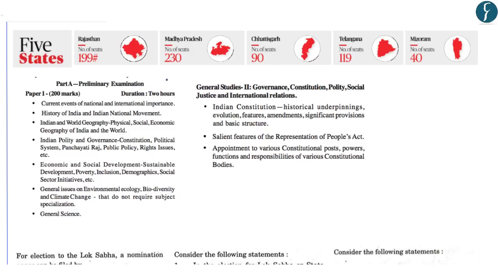Yesterday only, the election results for 5 states, namely Rajasthan, Madhya Pradesh, Chhattisgarh, Telangana and Mizoram were announced. Now the election process is a very important part of your UPSC syllabus. From a prelims perspective, it will fall under the category of Indian polity and governance in the subsection of constitution and political system. For mains, it comes under GS paper 2, again under constitution and polity, under the subcategories of Indian constitution, salient features of the Representation of Peoples Act, as well as appointment to various constitutional posts, as well as various constitutional bodies.